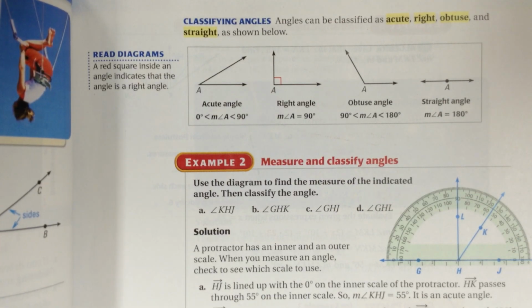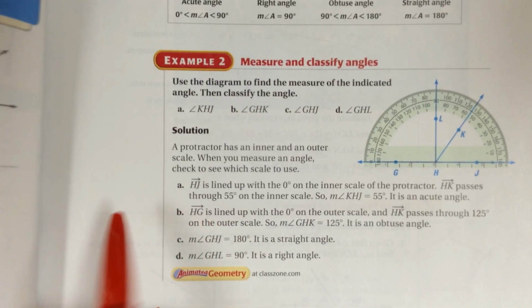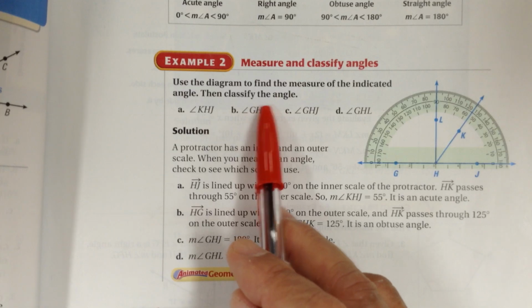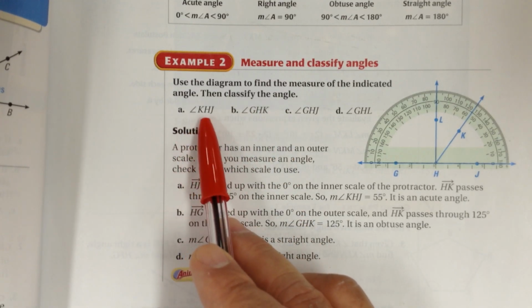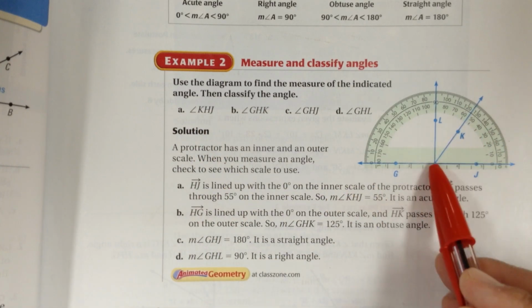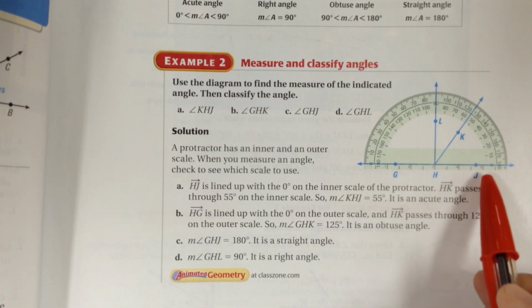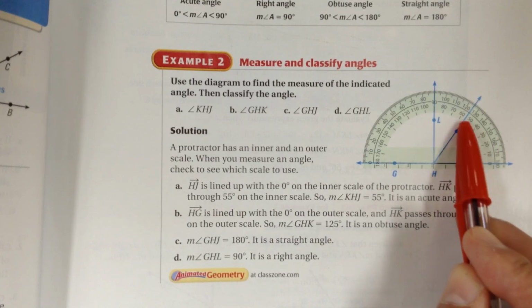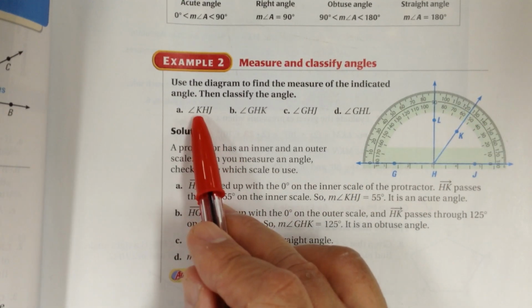So let's go to example 2. It says use a diagram to find the measure of the indicated angle, then classify the angle. So A, you try to find the measure of KHJ. So KHJ, right over here. Notice the J is on the 0 and it's on the inside, so you have to use the inside scale. Okay, so this would be 55 degrees.